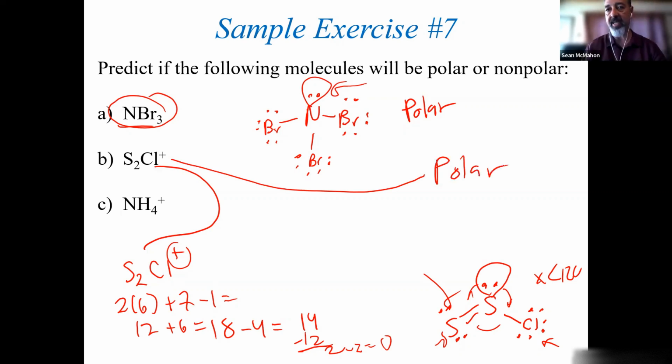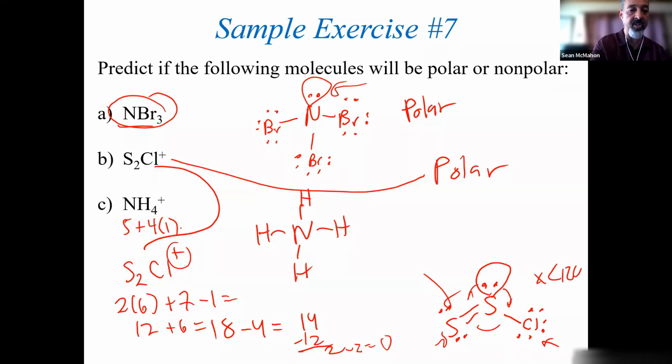So then last but not least is ammonium, which is basically this structure. How did I get that? 5 valence electrons for nitrogen. There's 4 hydrogen, each has 1. For the plus charge, I subtract 1. So 5 plus 4 minus 1 is 8. So 4 hydrogens, 1 bond, 2, 3, 4. 2 times 4 is 8. There's no more. All 4 groups are the same. So this is a symmetrical molecule, and this is nonpolar.